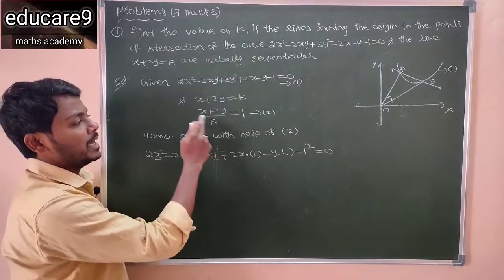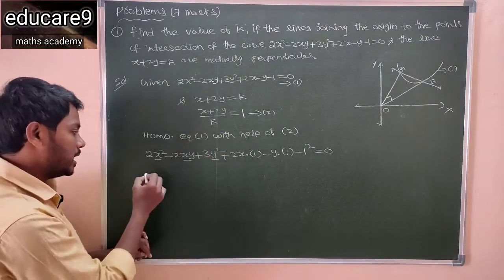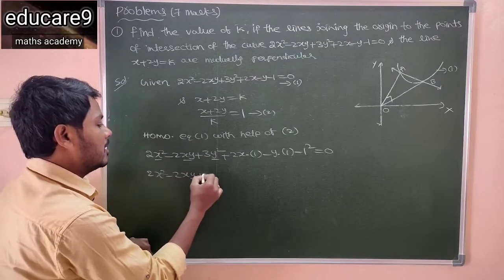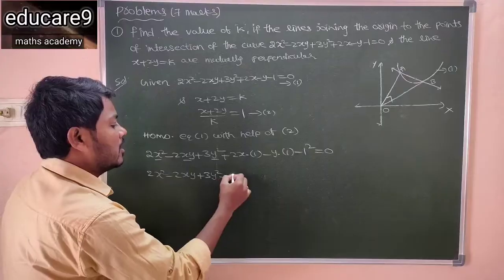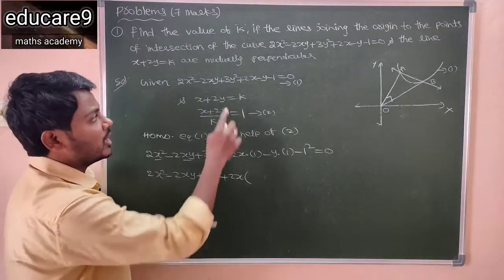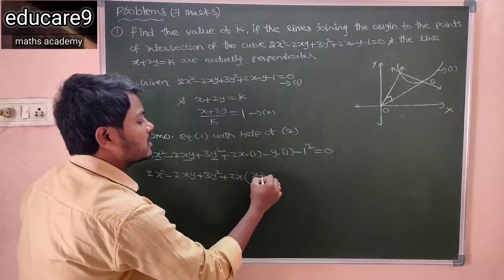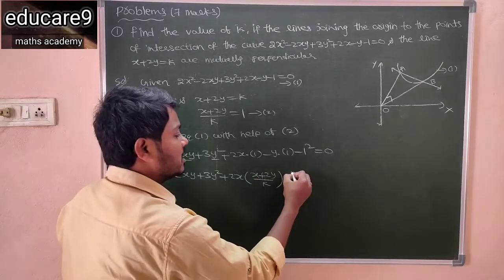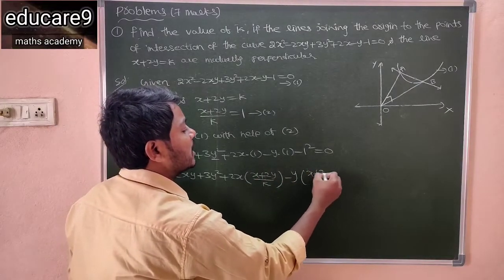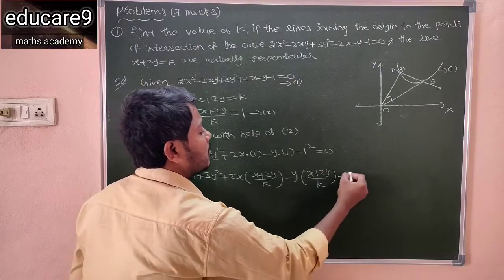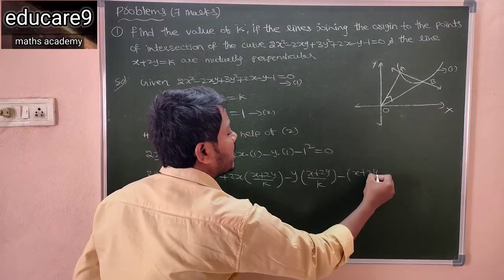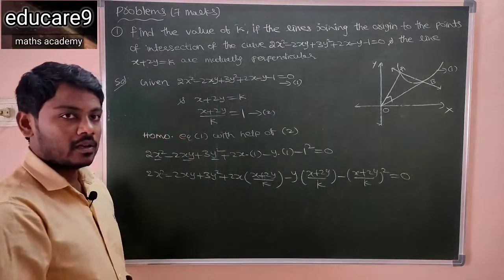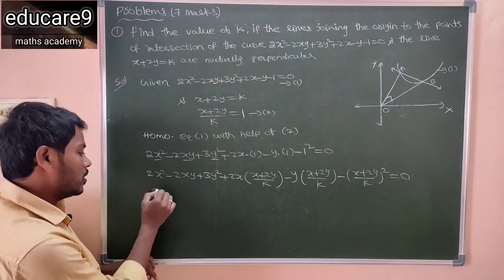Now replace 1 by (x + 2y)/k. So see here: 2x² − 2xy + 3y² + 2x times (x + 2y)/k − y times (x + 2y)/k − ((x + 2y)/k)² = 0. Now simplify this, what do you get?